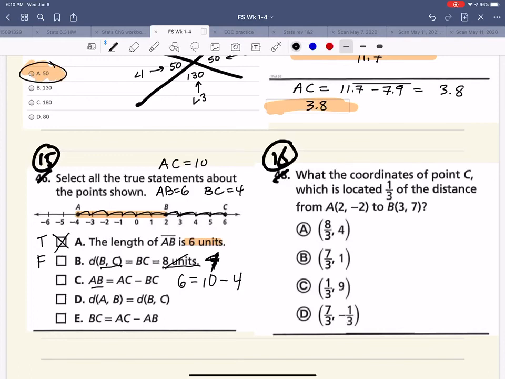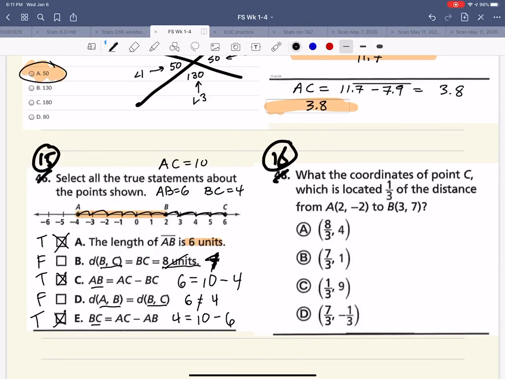Is 6 equal to 10 minus 4? Yes, that's true. Is the distance AB, well, the distance AB is 6. Is that equal to the distance BC, which is 4? And I'm going to say no, that's false. Is BC, okay, so what's BC? BC is 4. Is that equal to 10 minus 6? And I'm going to say yes, it is equal to 10 minus 6.